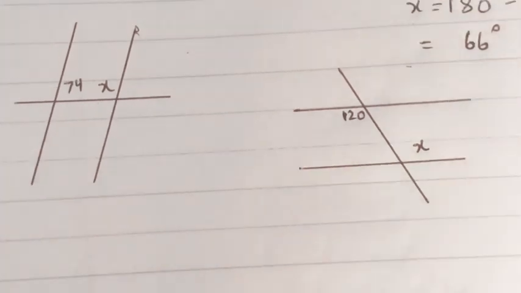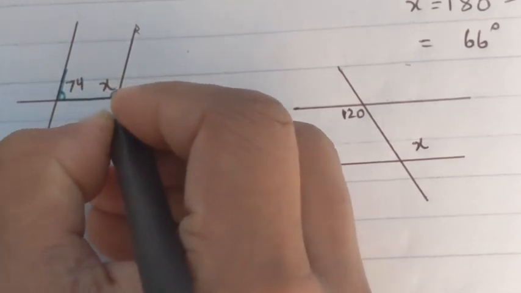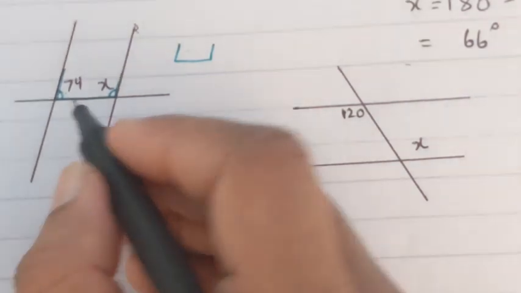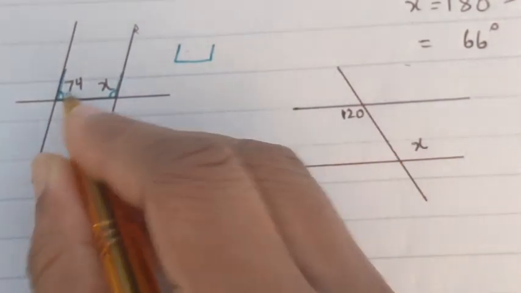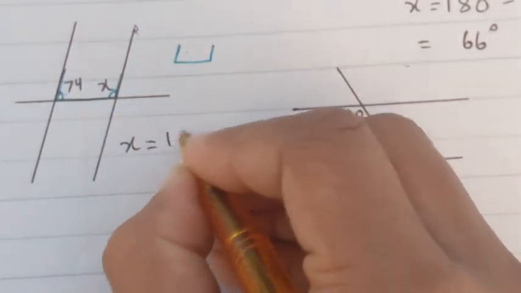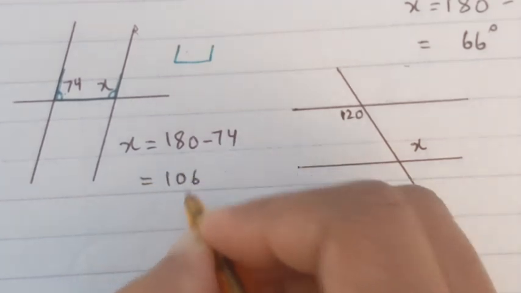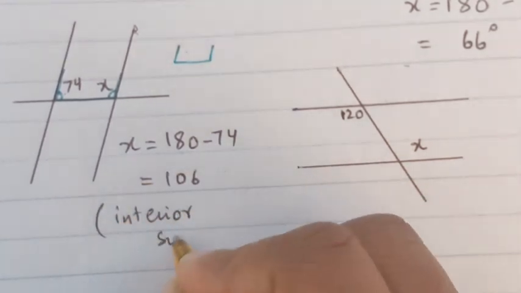Here again we have two parallel lines, and to make our calculations easier, let us make a line over here, and you can see that it's a C. Since the two angles are on the same side of the two parallel lines, they are interior supplementary angles. So to find angle X, we will not say that the two angles are equal to each other. Instead, we will subtract from 180 degrees and we get the answer 106 degrees for being interior supplementary. They are not equal to each other.